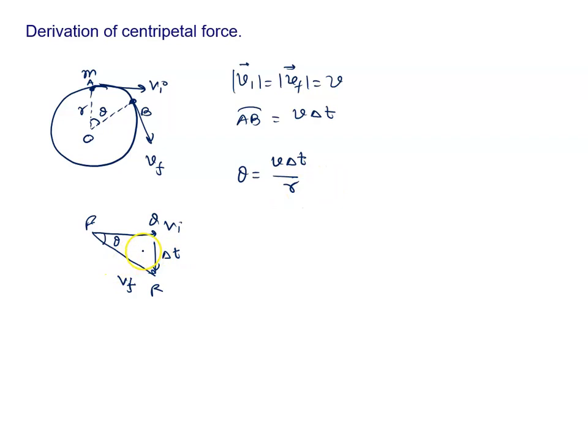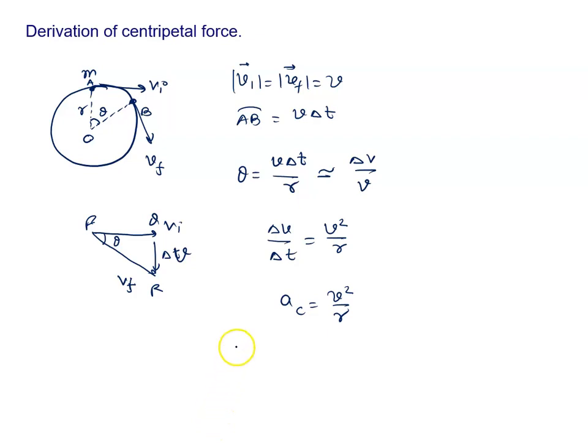And for this triangle, if we write this is delta v, theta is approximately given by delta v upon v, the ratio of two sides. So we can write delta v upon delta t as v square upon R. And what is delta v upon delta t? That is the acceleration, and this acceleration is known as the centripetal acceleration. So centripetal acceleration is a_c equal to v square upon R. This is the centripetal acceleration.